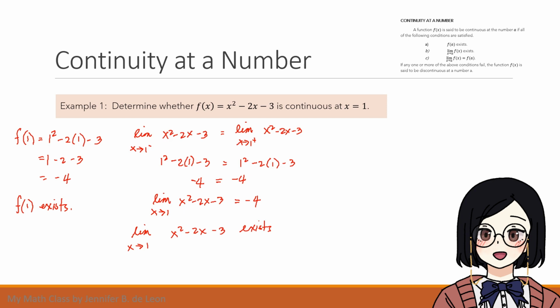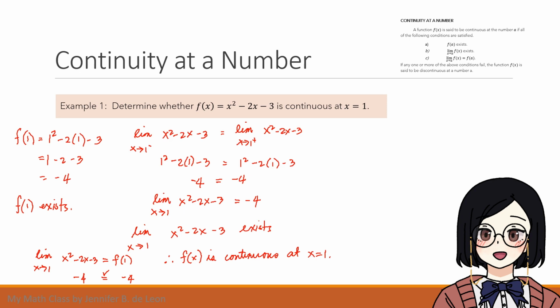Now, what about the third condition? We are asked to show that the limit of x squared minus 2x minus 3 as x approaches 1 is equal to f of 1. Now we can see that this is equal to negative 4 and f of 1 is also equal to negative 4. Then we can conclude that the function satisfies the third condition. So with this, we can confidently say that f of x is continuous at x equals 1.